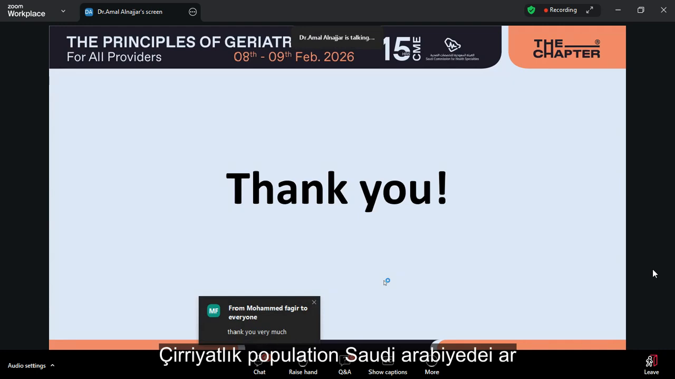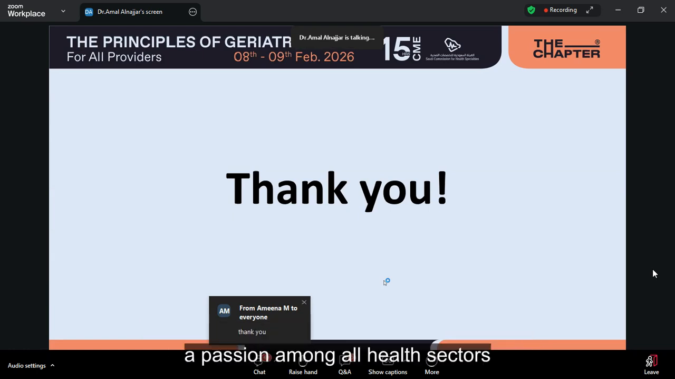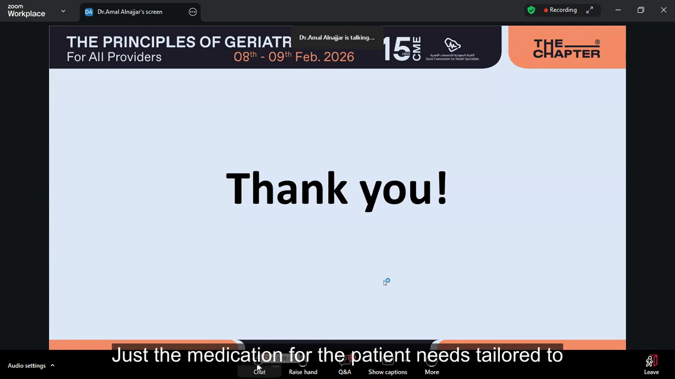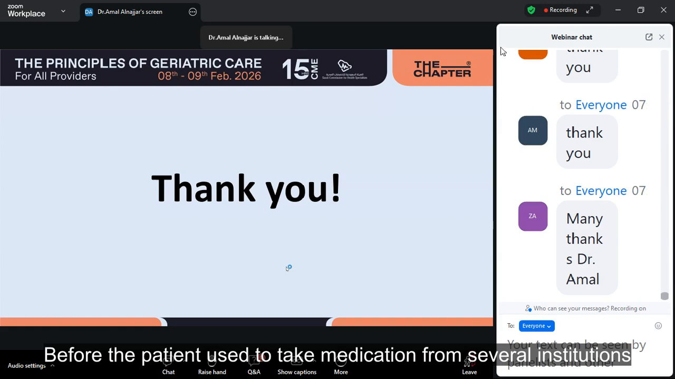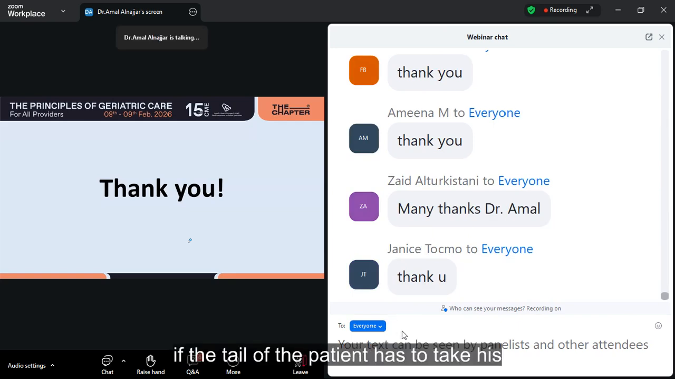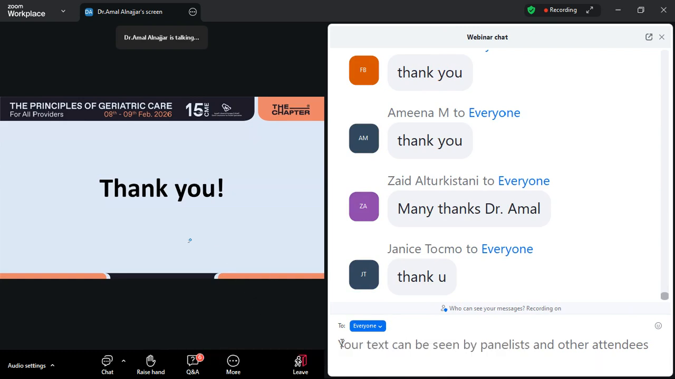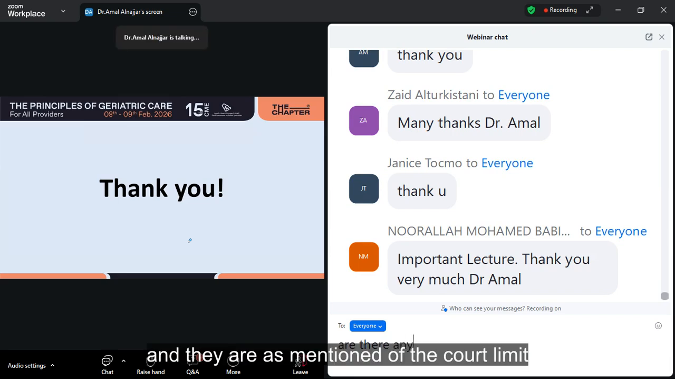The geriatric population in Saudi Arabia are not under-medicated nor over-medicated, but now there is a passion among all health sectors to adjust the medication to the patient's needs, tailoring it to be individualized for patient needs and patient status. Before, the patient used to take medication from several institutions, so he might have duplicate treatment. Now it is tailored so that the patient takes his medication from a dedicated organization in order not to have duplication. And they are, as mentioned, adequately medicated.